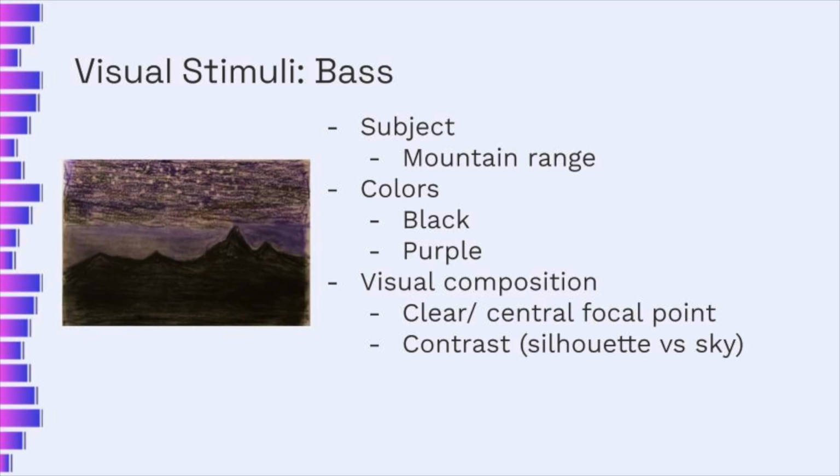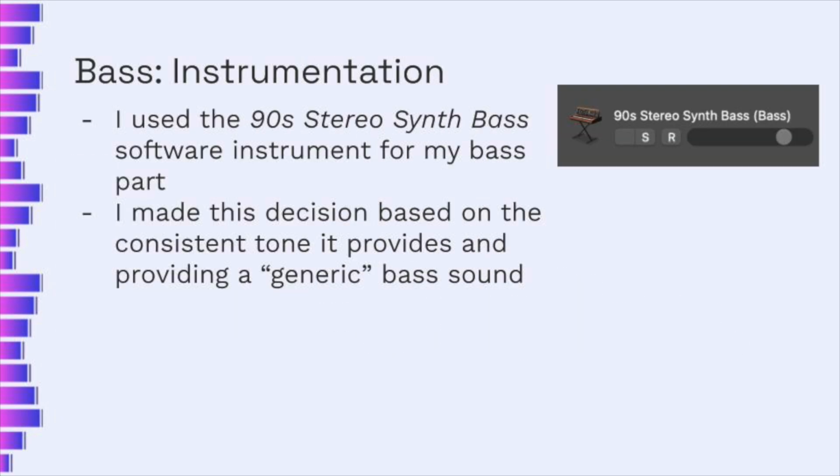Finally, the composition of the bass part was informed by this artwork, which features the silhouette of a mountain range. The work similarly features a narrow range of colors, only using black and dark purple. Furthermore, it has a clear focal point and evokes a theme of contrast through the comparison between the two objects depicted, the sky and the mountains. For the instrumentation of the bass part, I chose to use the 90s stereo synth bass instrument.